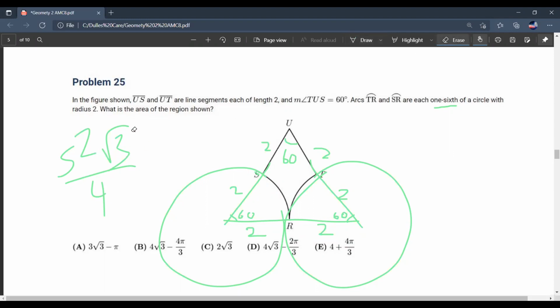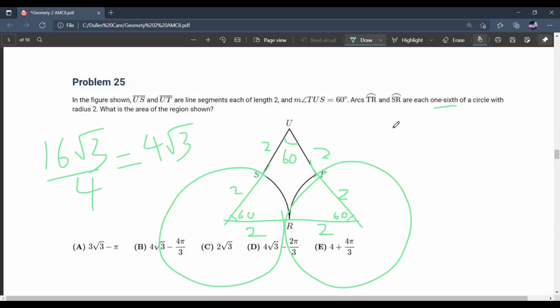So let's apply this formula. The side length is 4, so we have 4 squared, 16, root 3 over 4. So the area of the triangle is 4 root 3. That's the area of the triangle. And then we want to subtract these two pizza slices, right?